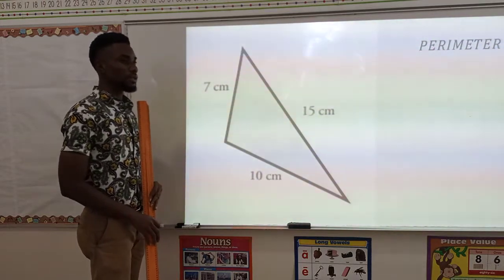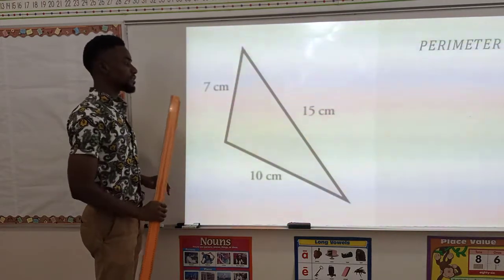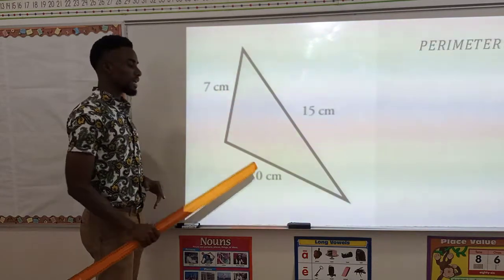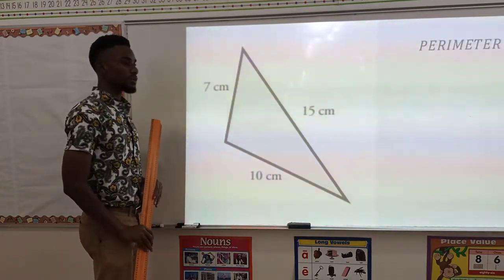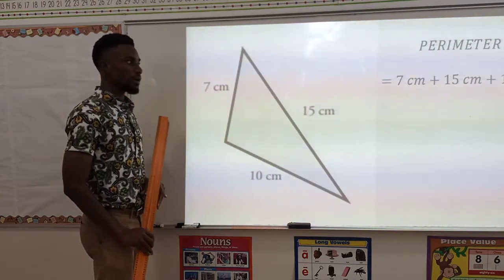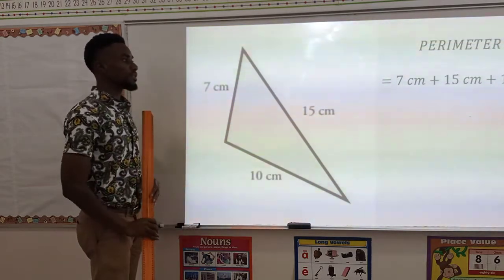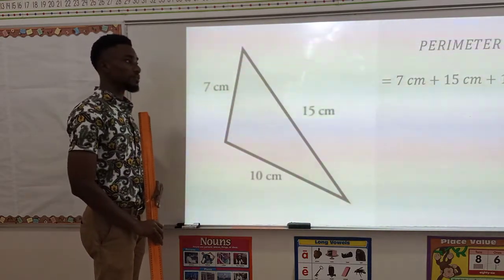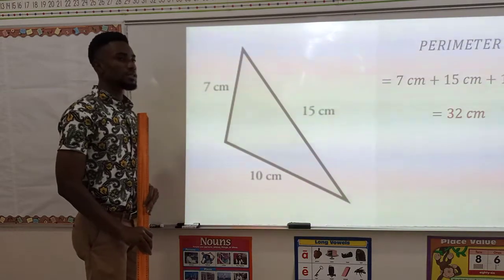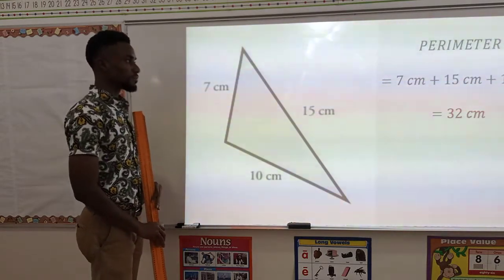Alright, let's move on to the next. Here we have another triangle whose sides are 7 centimeters, 15 centimeters, and 10 centimeters. What is the perimeter? The sum of 7 centimeters, 15 centimeters, and 10 centimeters, which will give us 32 centimeters.